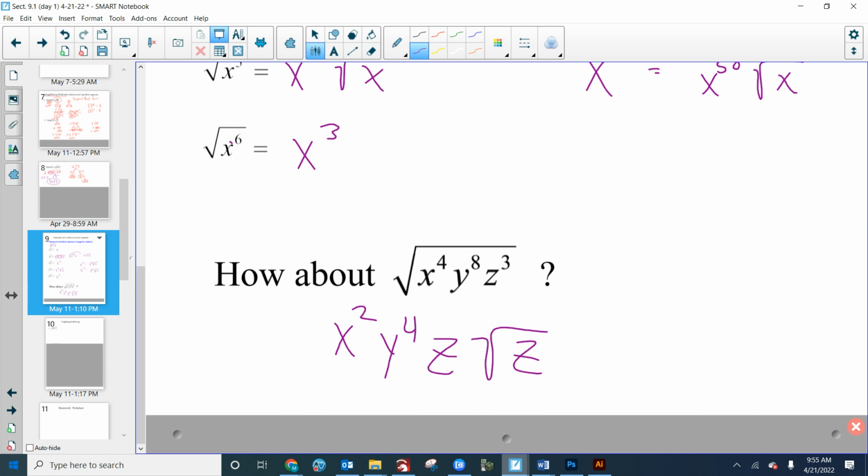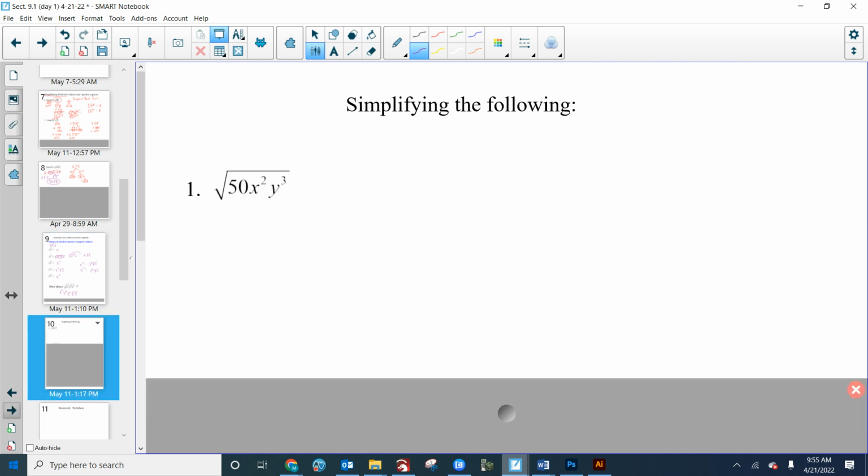Does everybody understand the pattern there? Now, as you can guess, we're going to have numbers and variables. Okay? I always like to deal with the number first. Guys, I like doing squares. What's the biggest perfect square that goes in the 50? Look at your perfect squares. 25 times what? 2. Does everybody agree 25 times 2 is 50?